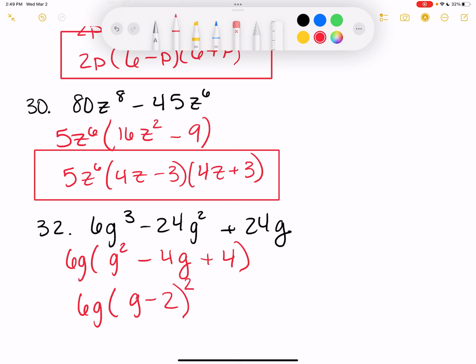It's a perfect square trinomial, James, so what does that mean? It means that it's g minus 2 squared. Yay.